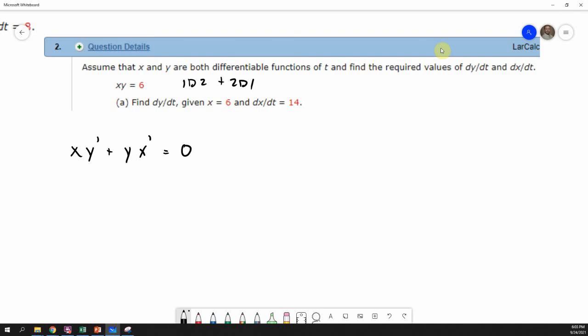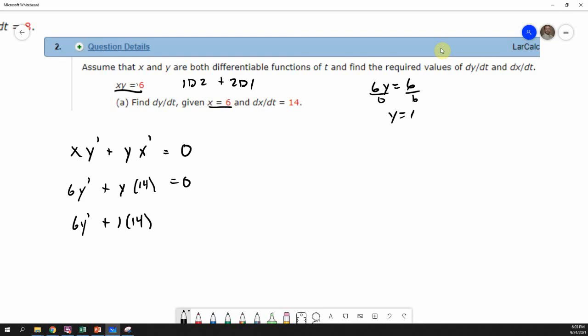All right, so here's one issue that some people have. That gave us the x, so we can do 6 y prime plus y times x prime, which is dx dt, so that's 14, equals 0. But now I've got a y prime and a y. So how do I solve for y prime if I don't know what y is? Well, guess what? X equals 6, so 6y equals 6, right? You can just plug that in and solve for y. So y equals 1. So 6y prime plus 1 times 14 equals 0.